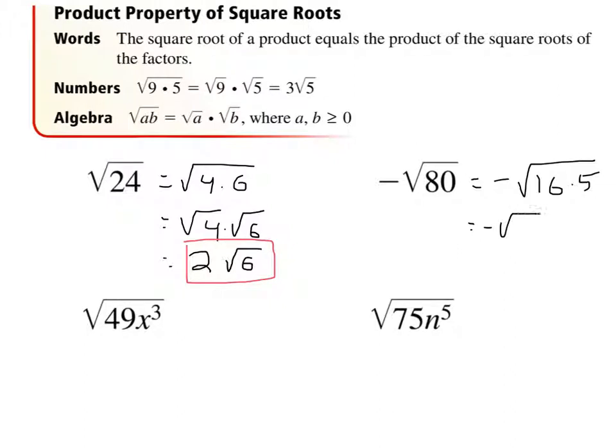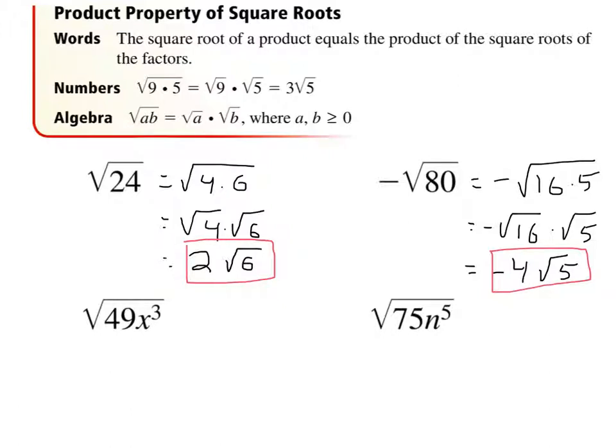Now, once again, I just split that up into the product of 2 different square roots, and that's negative square root of 16 times square root of 5. And when I do the square root of 16, that's 4. I'm just going to multiply that by whatever I already had outside, in this case, a negative. So that's going to be negative 4 square root of 5. And that's my answer there. So that's kind of convenient.